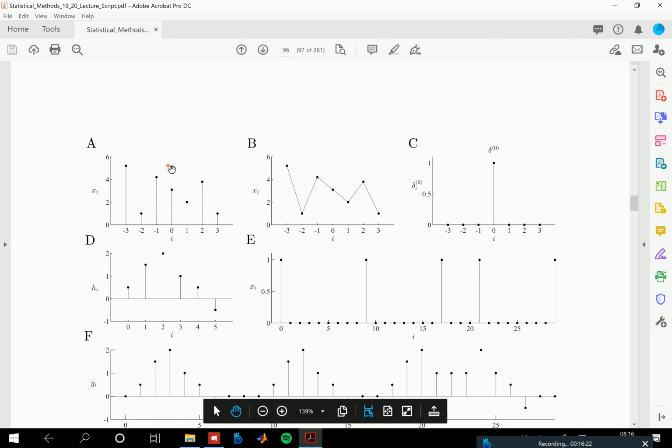So here in A, that would be an example. This is of course not what I just wrote down, but a little bit different. So -3 has here some value around 5, -2 has a value around 1, and so on. So this would be how to visualize such a discrete sequence.